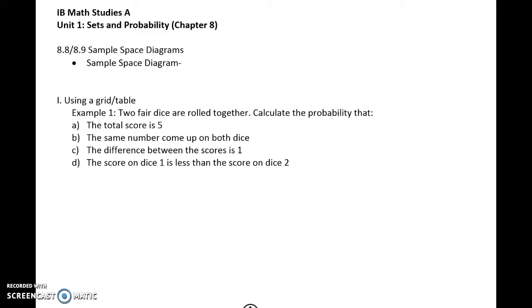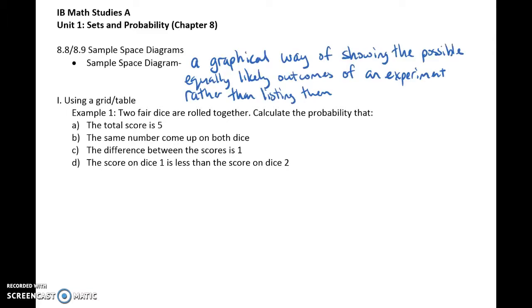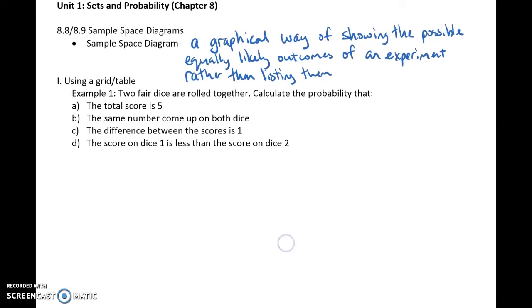It's basically a graphical way of showing the possible equally likely outcomes of an experiment rather than just listing them. So it's just an alternative way to show your possible outcomes. If you want to keep listing or do whatever you'd like, you definitely can do that. I just wanted to show you some alternatives. So we're going to use a grid or a table with the first example.